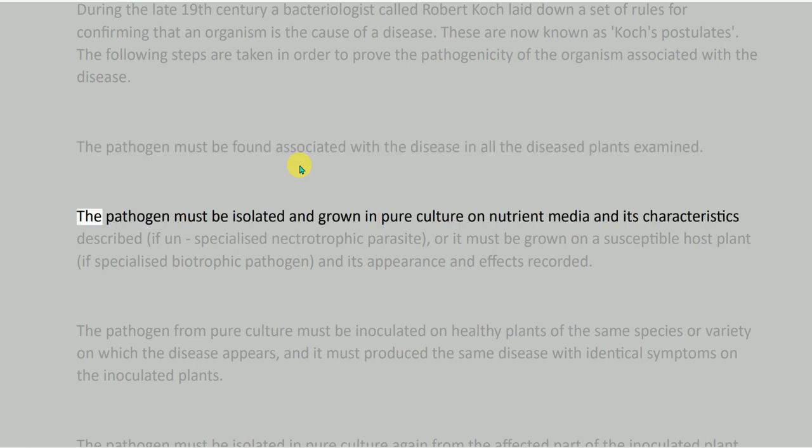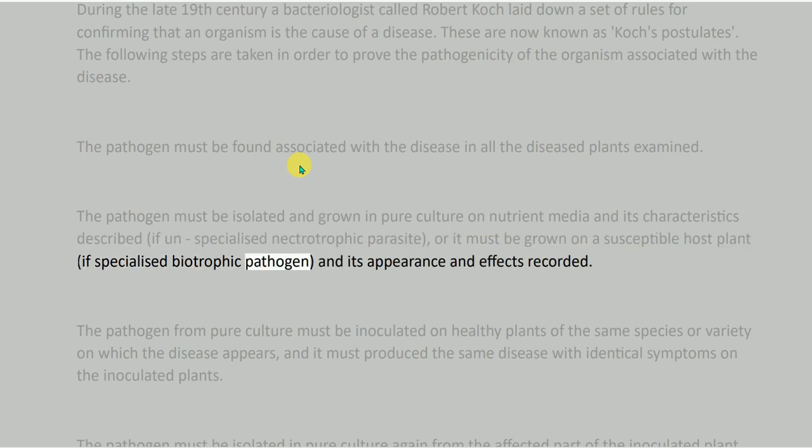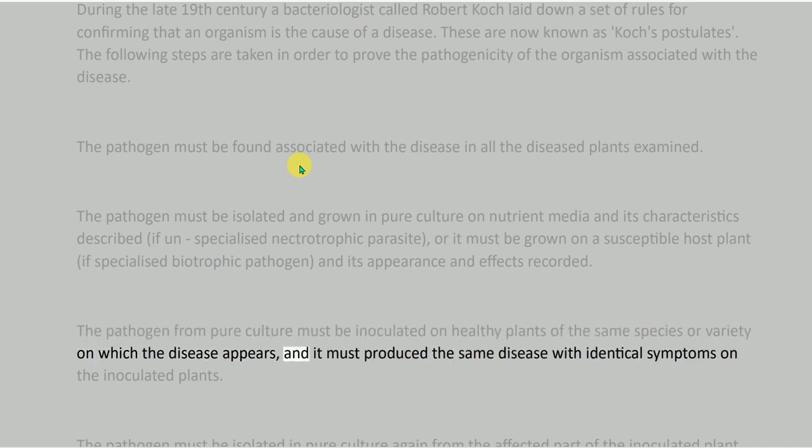The pathogen must be isolated and grown in pure culture on nutrient media and its characteristics described, if it is a specialized necrotrophic parasite, or it must be grown on a susceptible host plant, if it is a specialized biotrophic pathogen, and its appearance and effects recorded. The pathogen from pure culture must be inoculated on healthy plants of the same species or variety on which the disease appears, and it must produce the same disease with identical symptoms on the inoculated plants.